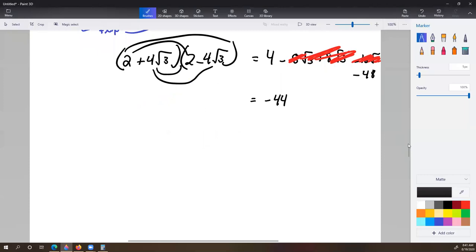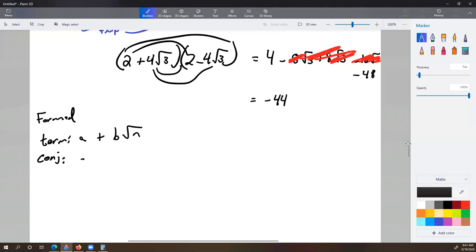So the formal definition is, anytime you have a term of the form a + b√n, the conjugate is going to look like a - b√n. If you multiply them together, I guarantee you're going to get a nice, beautiful rootless number. Now, where is this useful?